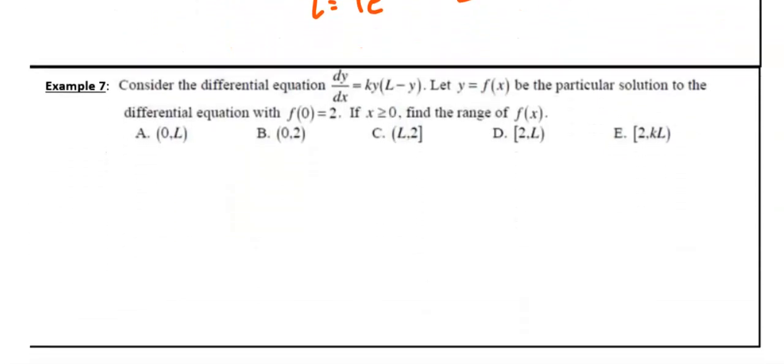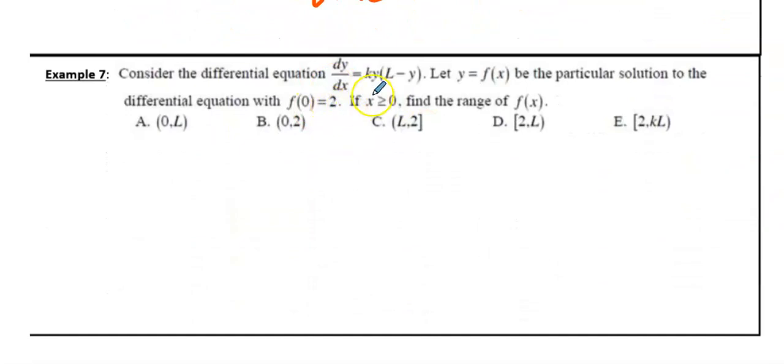Well, in this example 7, we're going to actually have to use the initial value as well. So it says, given the differential equation given here, and again, guys, the y can be represented as p. It's the same thing. x can be represented as t. It's the same function that we did at the very beginning of this video. Let y equal f of x be the particular solution to the differential equation where f of 0 equals 2. If x is greater than 0, what is the range of f of x?